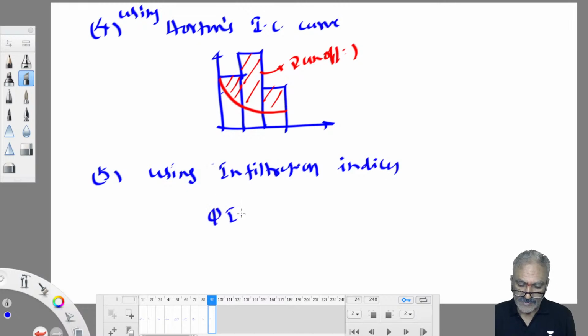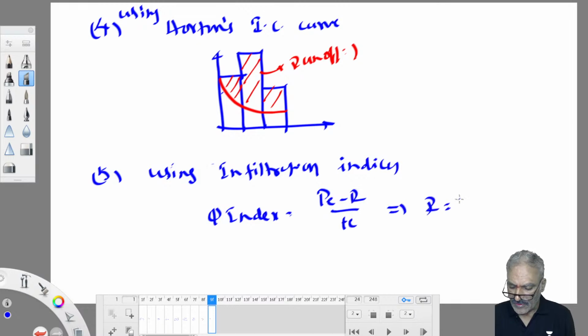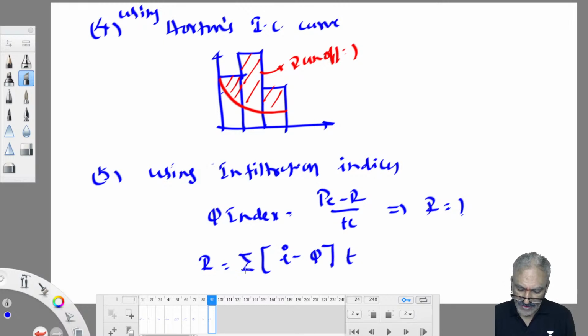Especially the pi index is popularly used to work out the runoff component. Pi index is equal to (P minus R) by T_E. From this you can find out the runoff component. Or otherwise you can also use runoff is equal to the intensity of rainfall I minus pi into T, or sigma (I minus pi) into T.